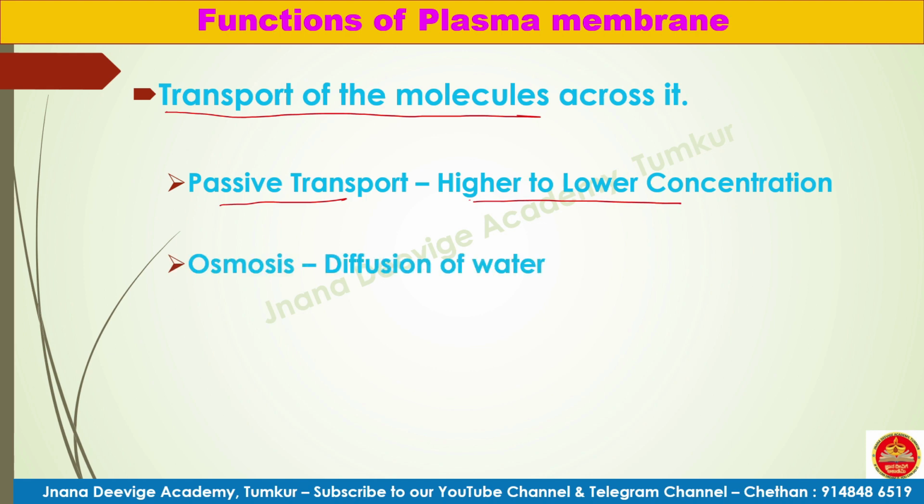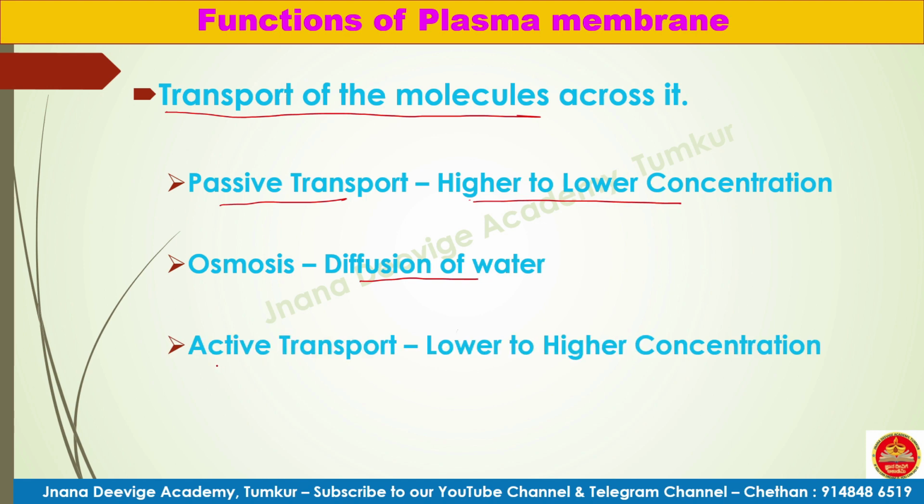Osmosis. Water may also move across the membrane from higher concentration to lower concentration. Movement of water by diffusion is called osmosis. Active transport. A few molecules are transported across the membrane against their concentration gradient, from lower concentration to higher concentration. Such transportation is an energy-dependent process in which ATP is utilized, and this is known as active transport.